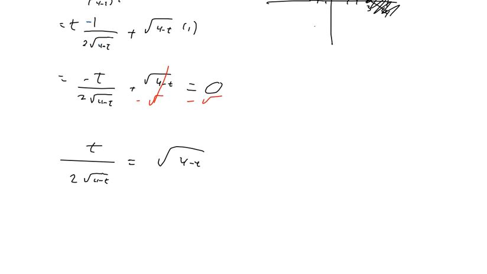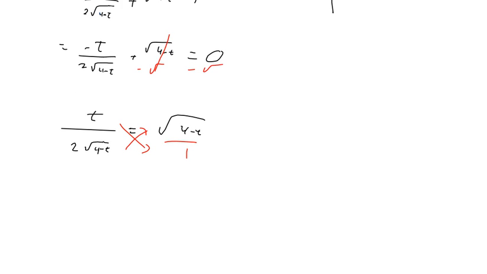Now I've got this situation here. What I can do is, imagine this is over 1, cross multiply. Helpful strategy, being able to cross multiply. A really nice thing about doing it this way is that I have a radical times the same radical, and that radical is going to cancel out. That's going to be really nice to make my life easier. So I've got t times 1 is t, equals 2 times radical 4 minus t times radical 4 minus t, which is just 4 minus t.